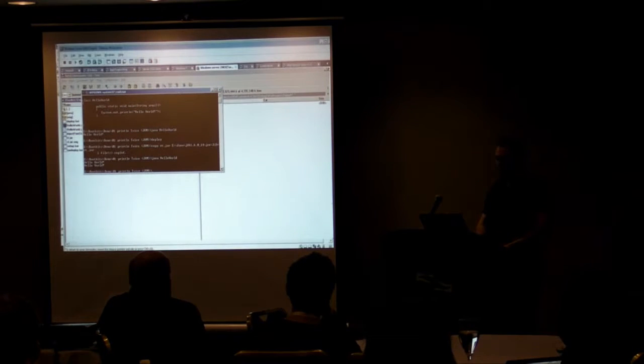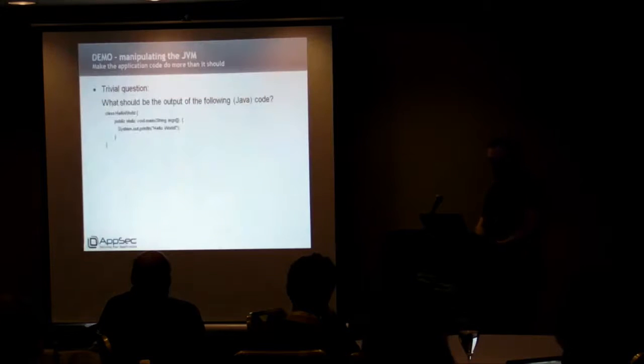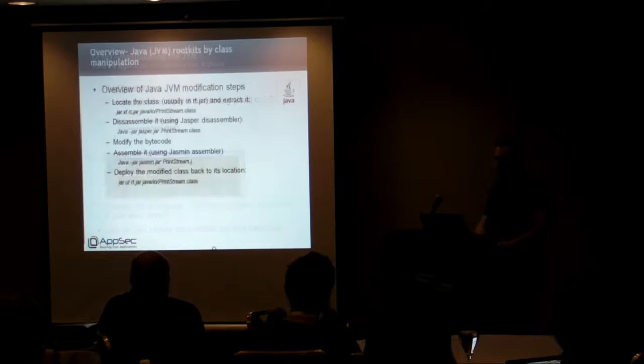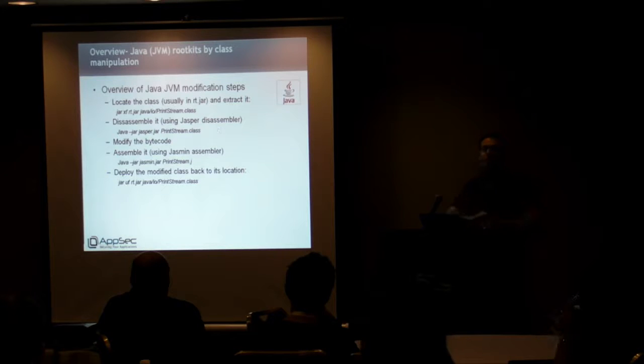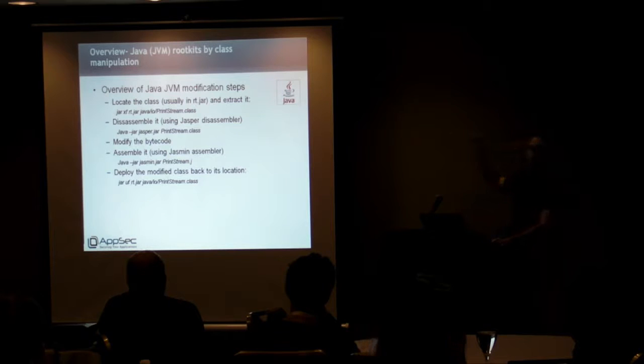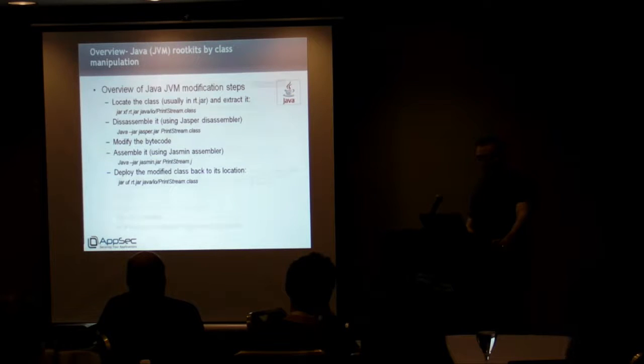Great. So the basic steps that I did: I took the runtime and used a disassembler and assembler pair, the tools called Jasmin and Jasper. Jasmin and Jasper are the assembler and disassembler associates you can use in order to deploy it. Here you have all of the steps for reference, so you can use them later on. These are the basic steps that I did.